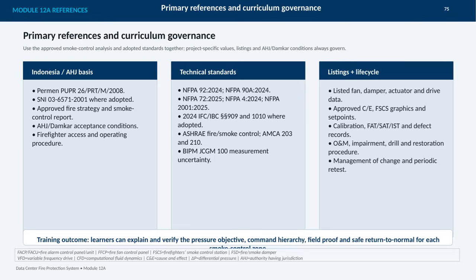This final slide brings together the references and governance that support Module 12A. The approved smoke control analysis, adopted standards, project-specific listings, and AHJ or DAMCR conditions must be used together, with the governing authority and approved fire strategy taking precedence. Key references include Indonesian regulations, applicable SNI provisions, NFPA and IFC or IBC requirements, ASHRAE guidance, AMCA standards, and measurement uncertainty principles. Verification also depends on listed equipment, approved cause and effect logic, testing records, calibration, maintenance, change management, and retesting. The goal is safe, documented return to normal.